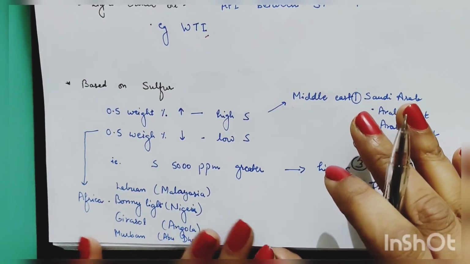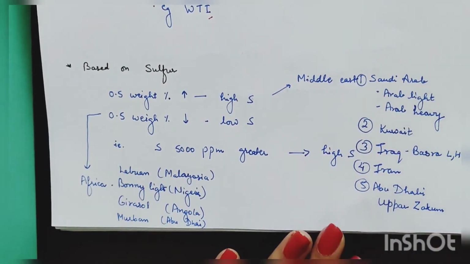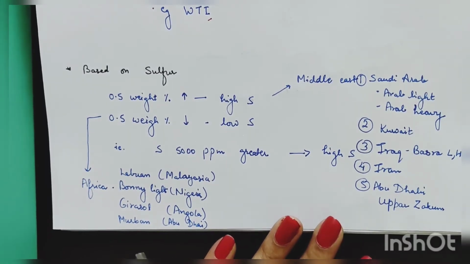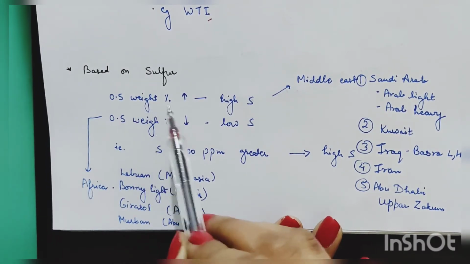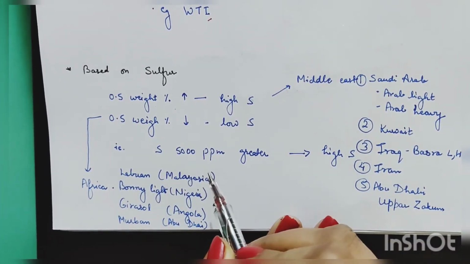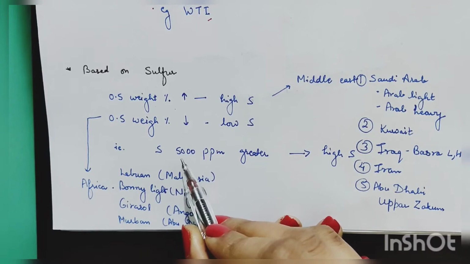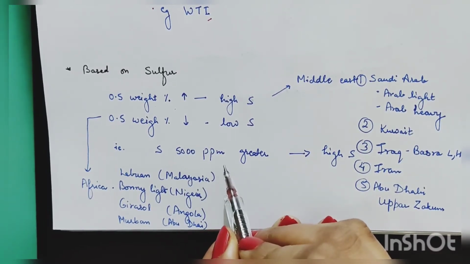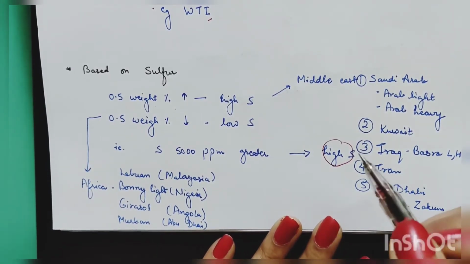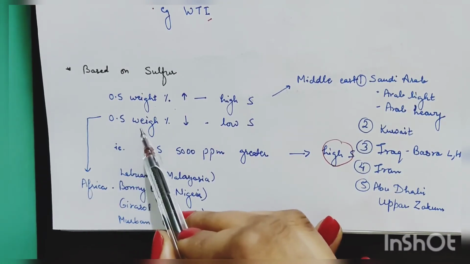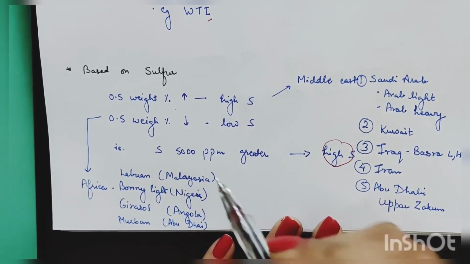So now dividing crude oil on the basis of sulfur. I hope it is visible. Based on sulfur, if the crude oil contains sulfur greater than 0.5 weight percentage, or in terms of parts per million, if sulfur is greater than 5,000 parts per million, then it is high sulfur crude oil. On the contrary, if the sulfur is less than 0.5 weight percent or less than 5,000 ppm, the crude oil is low sulfur crude oil.